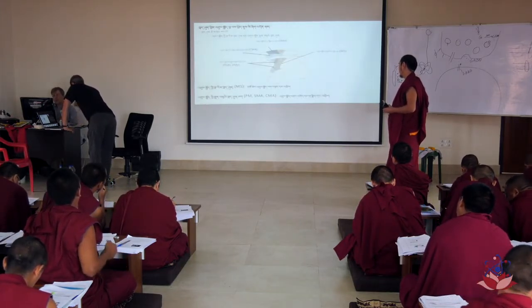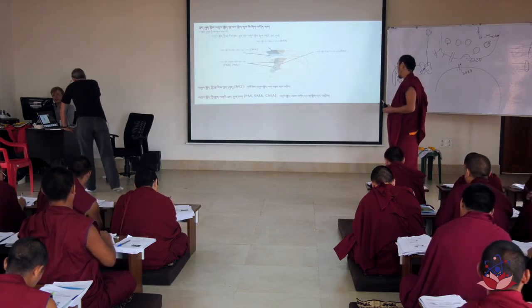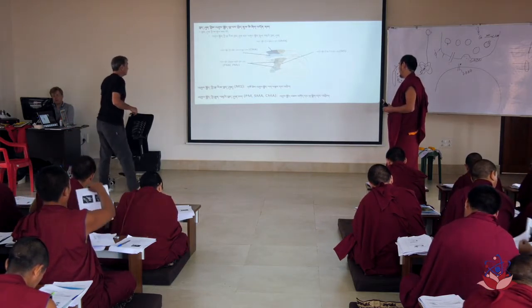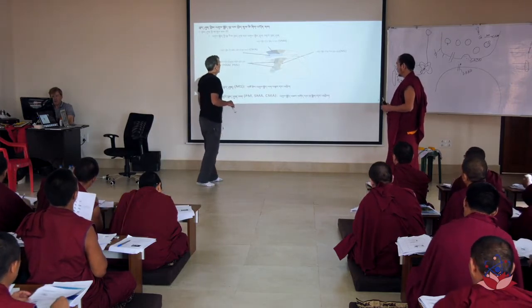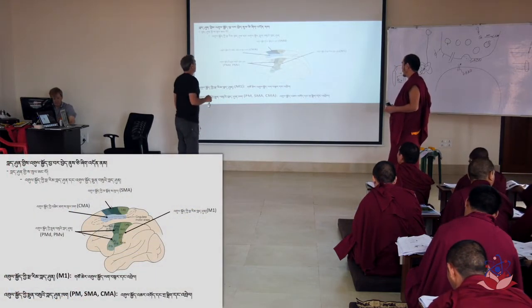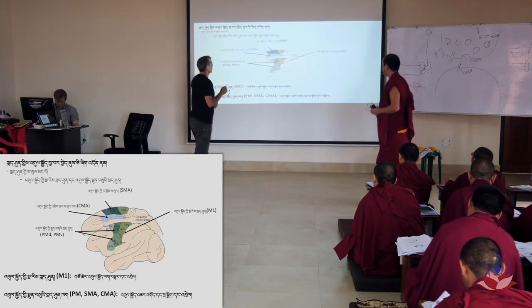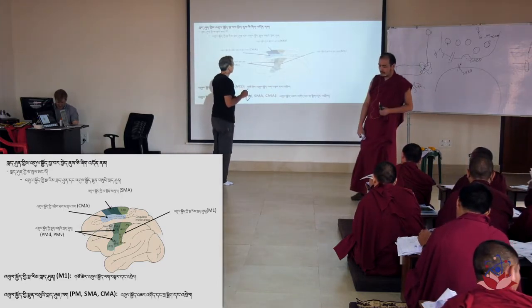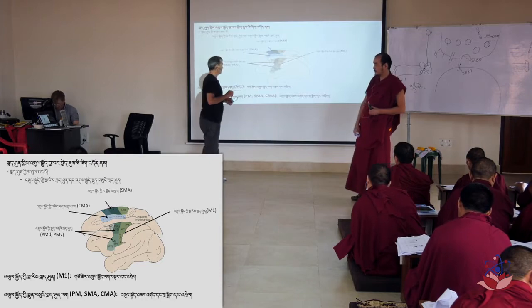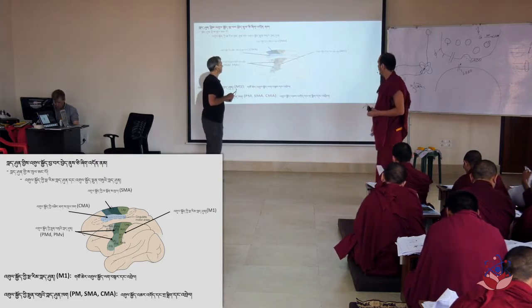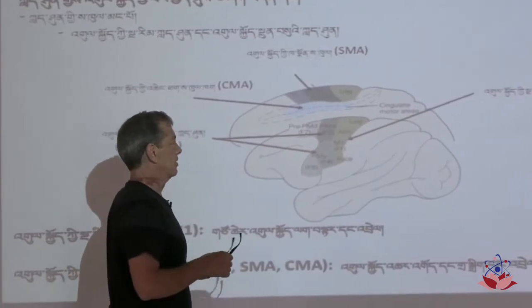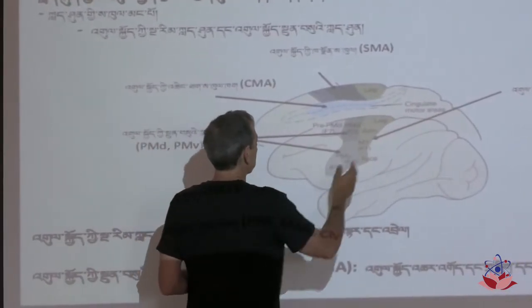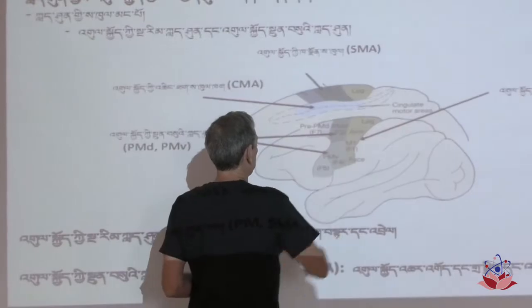Okay, so now we're going back up to the cortex. There is again a primary motor cortex. And then, like in the sensory system, there are other regions that it communicates with.